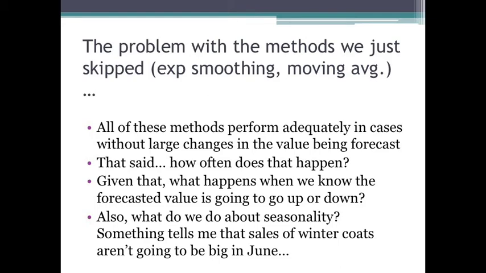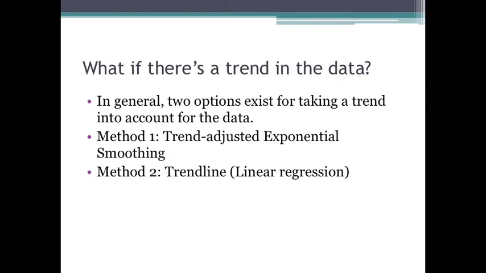So how do we handle things like trends? How do we handle things like seasonality? Well, for this we're going to need some more complicated methods. So, suppose there's a trend in our data. In other words, we expect things to increase over time or decrease over time. Well, we generally have two methods. The first is what's known as trend-adjusted exponential smoothing, and the second is known as a trend line.